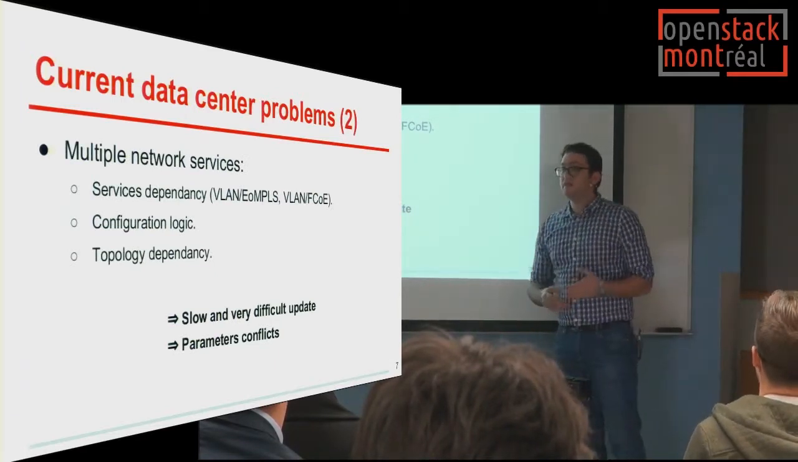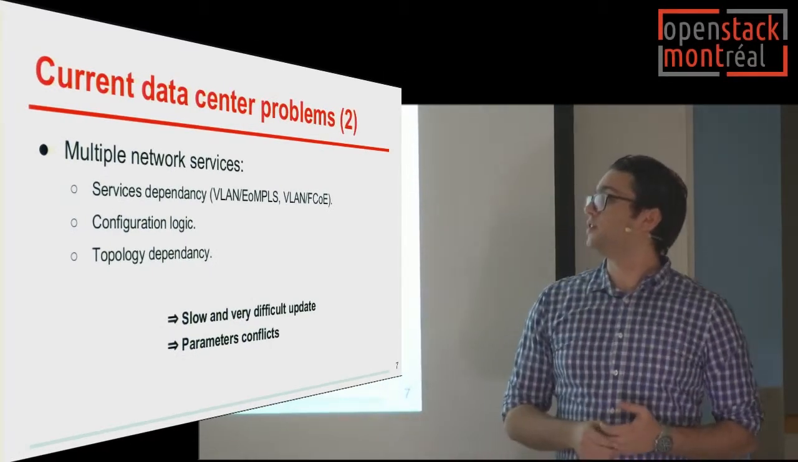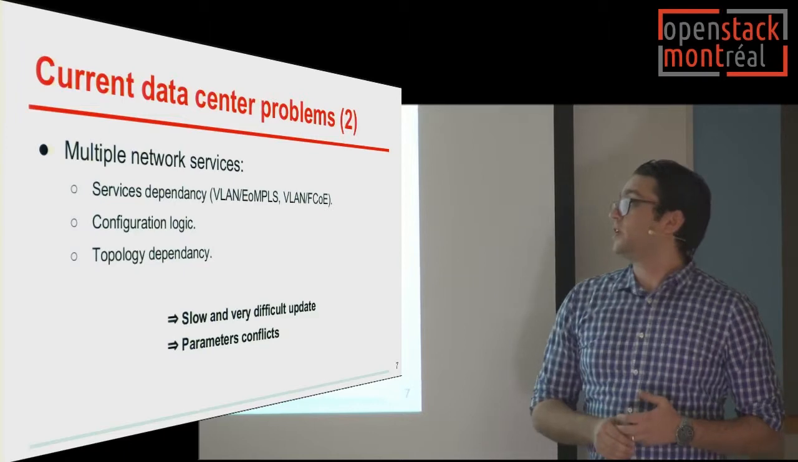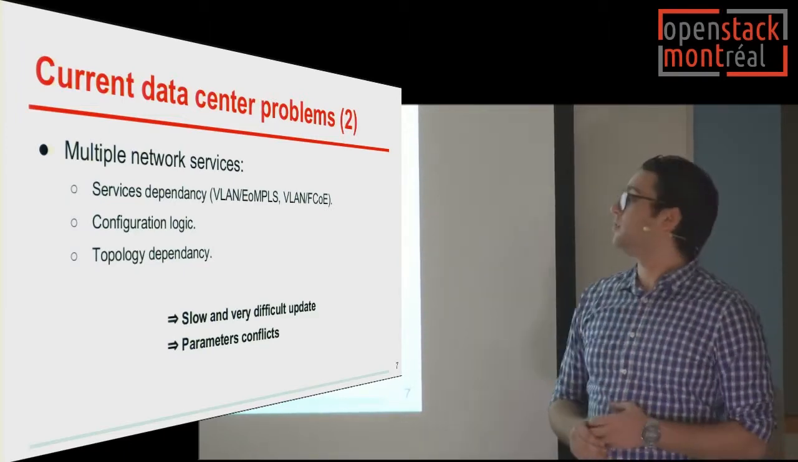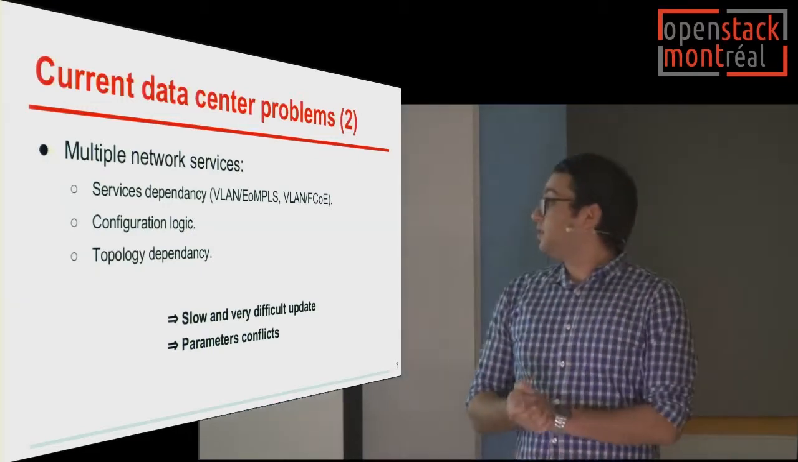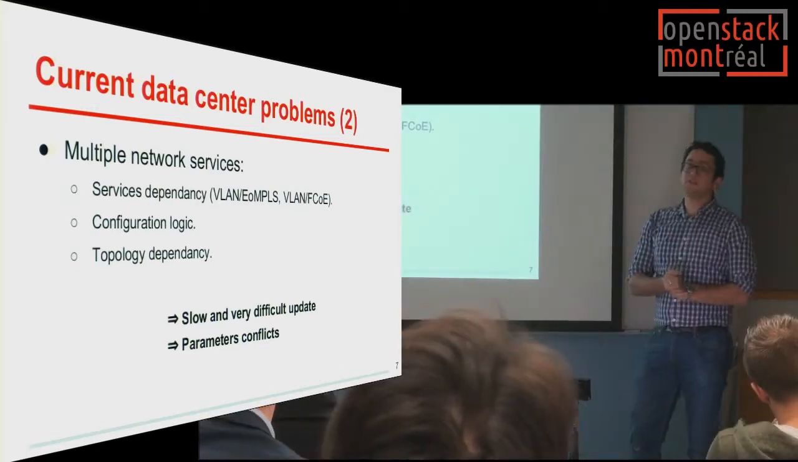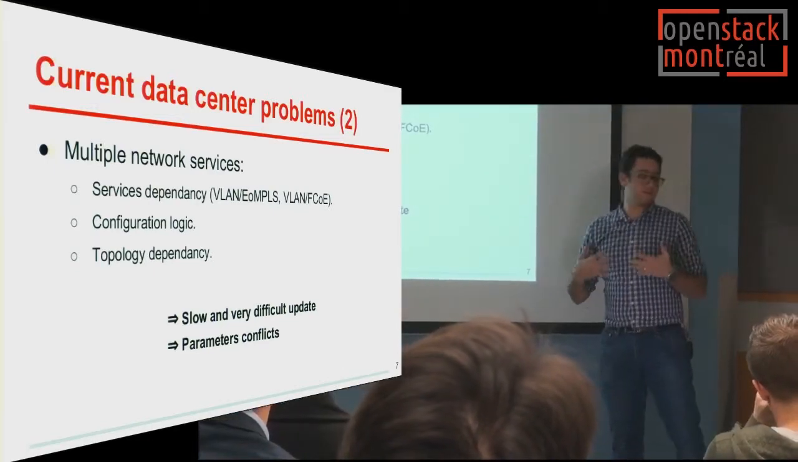Also, these services are very dependent on each other. Ethernet over MPLS is very dependent on VLAN, fiber channel also. Each service has its own configuration logic, and each service is topology dependent. So we can't configure services without knowing the topology. So it's very difficult to update services, and we can find many conflicts in parameters because services are very dependent.